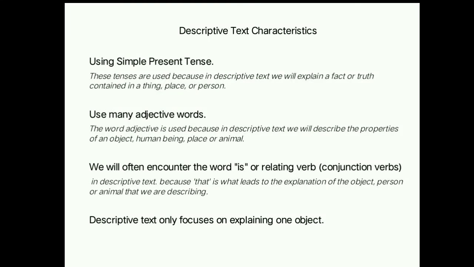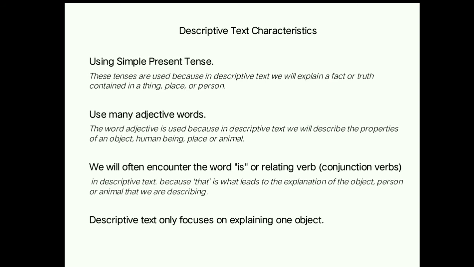Now, let's look at the characteristics possessed by descriptive text so that you are not confused, and how to start writing a good and right descriptive text. Descriptive text has several characteristics. Number 1 is using simple present tense. This tense is used because in descriptive text we explain a fact or truth contained in a thing, place, or person. And number 2, use many adjective words.